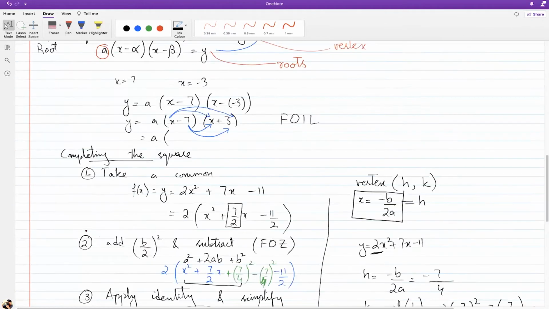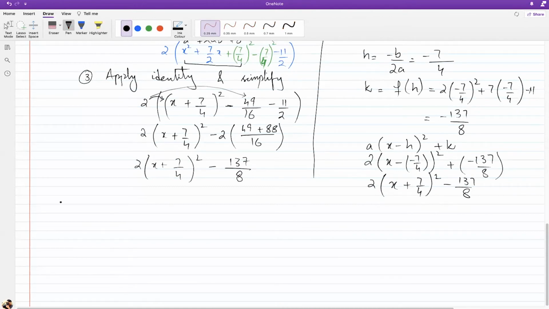So how do you figure out the shape? Shape दो तरह की होती है. Shape can be U or shape can be N. U or N. U is when A is positive and N when A is negative. So N for negative. Okay. So that is how you figure out the shape. So now we have found vertex. Now we have found shape.